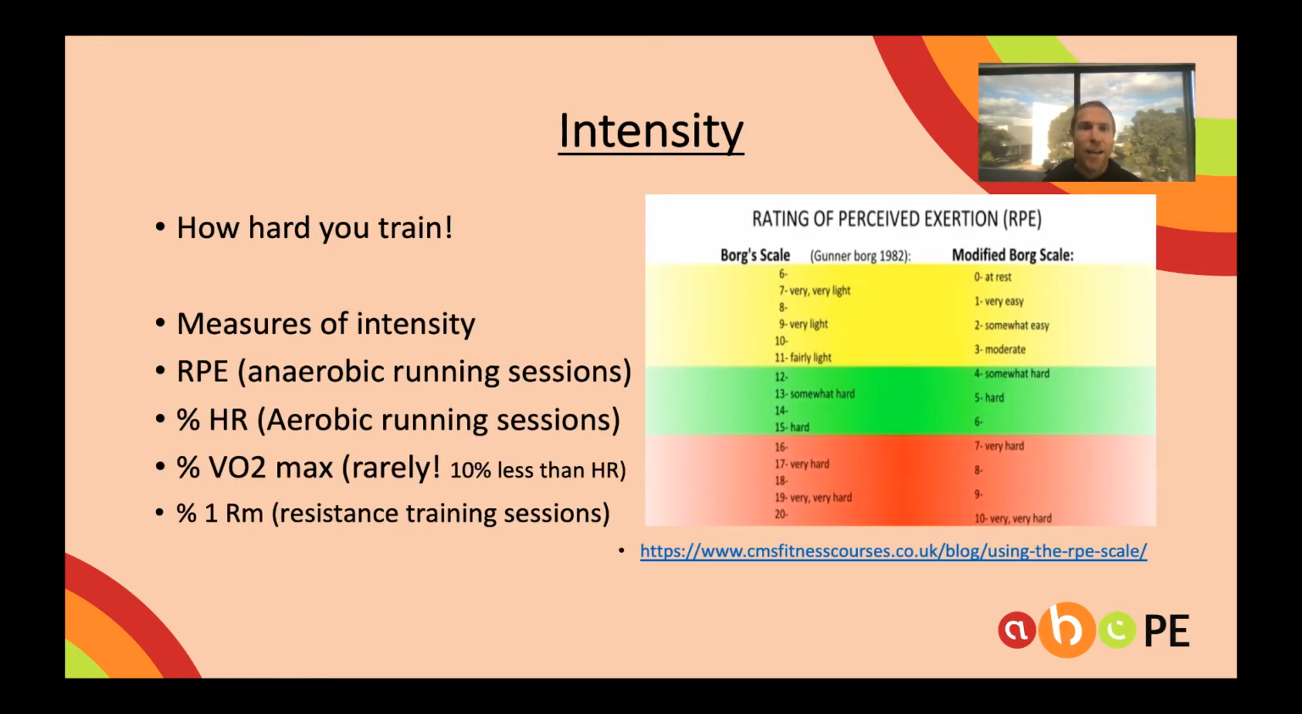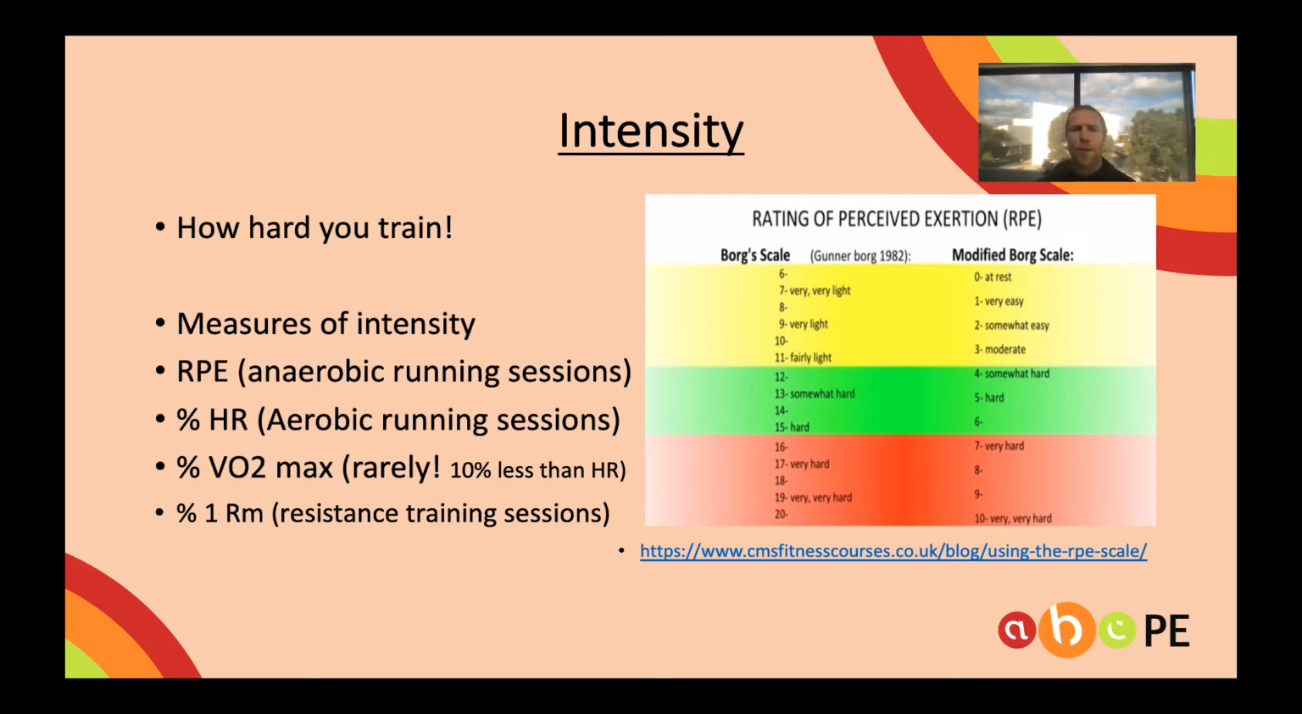Intensity is a little bit harder to get your head around. It's basically how hard you train. And there's a lot of measures of intensity. Rate of perceived exertion you'd only use for your anaerobic sessions, because your heart rate doesn't have time to catch up to your intensity because it goes with such short duration. Percentage heart rate's a really easy one to use, and I'd recommend using that for most sessions, or your aerobic running sessions, absolutely. Percentage VO2 max is a little bit harder. It's usually around 10% less than your heart rate, but you still do need to know it.